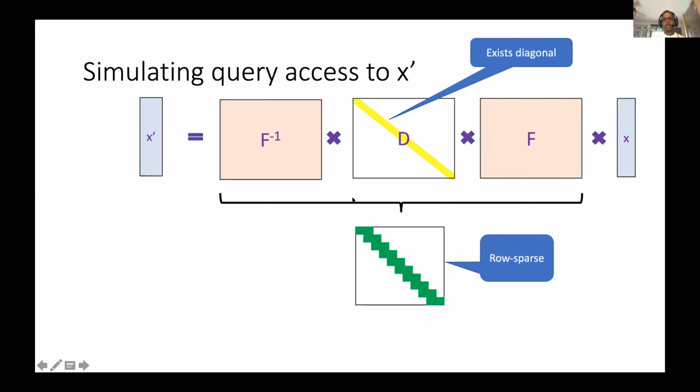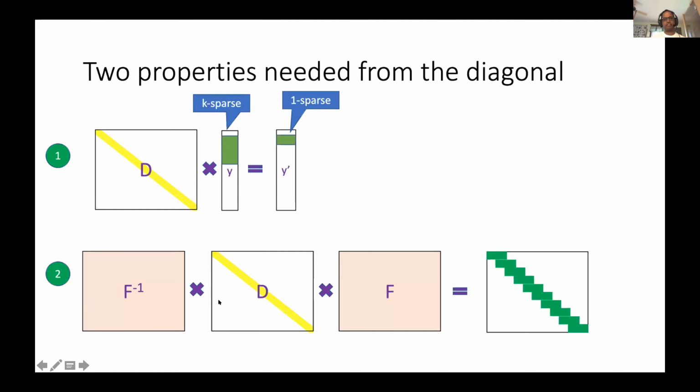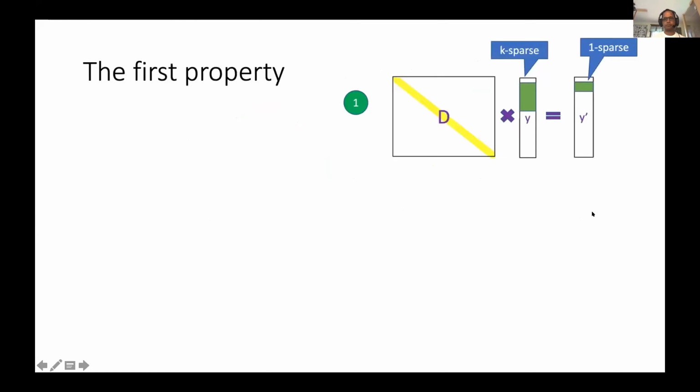And note that if this whole thing is row sparse, then to recover one entry of x prime, say the top one, you only need to query the first few locations in x, right? So if this is S sparse, one query here corresponds to S queries here. So if S is small, we are still in good shape. As a reminder, the two properties that we need from this diagonal matrix D are, first, if you multiply a k sparse vector with D, you get a one sparse vector. And also you have this F inverse D F to be row sparse.